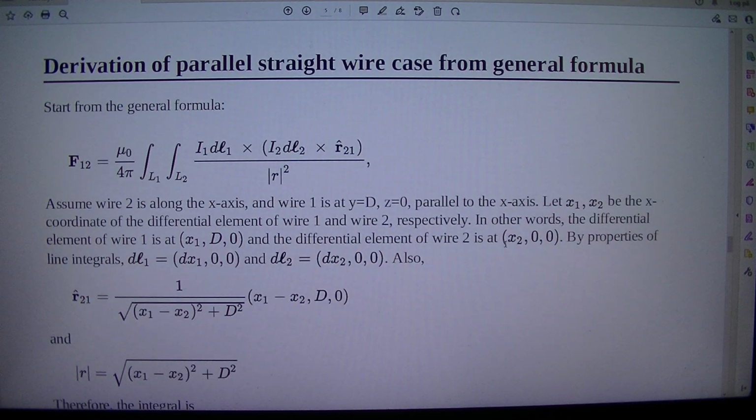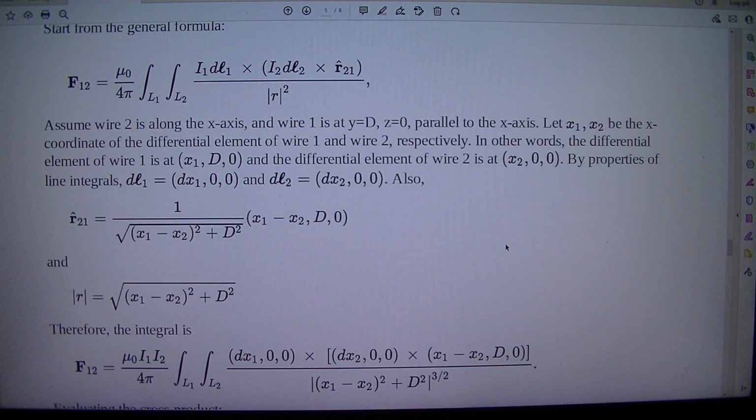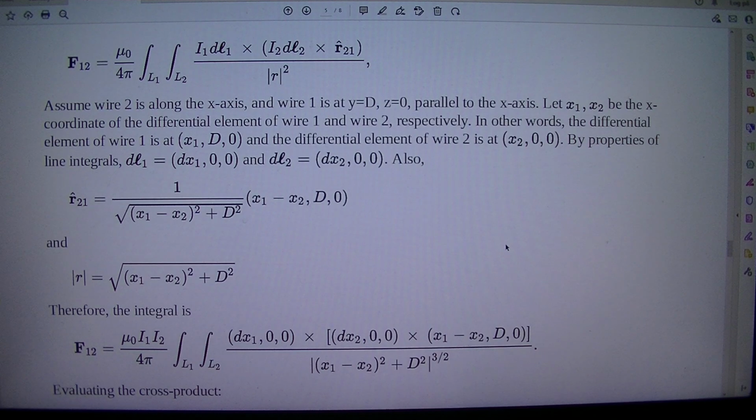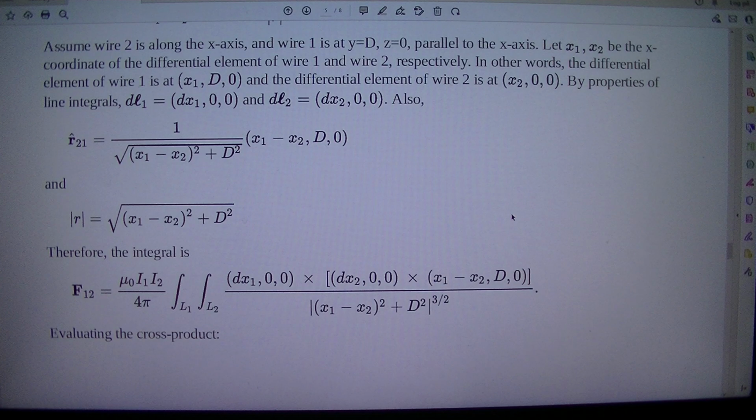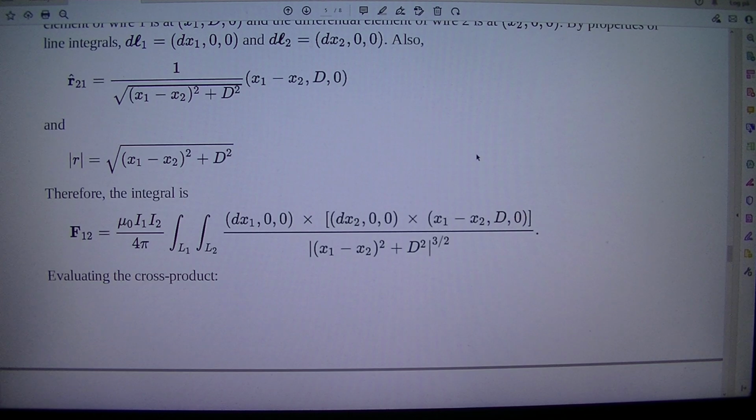Derivation of parallel straight wire case from general formula. Start from the general formula. Assume wire 2 is along the x-axis, and wire 1 is at y = r, z = 0, parallel to the x-axis. Let x1 and x2 be the x-coordinates of the differential element of wire 1 and wire 2, respectively. In other words, the differential element of wire 1 is at x1 and the differential element of wire 2 is at x2. By properties of line integrals, and therefore, the integral is evaluating the cross product.